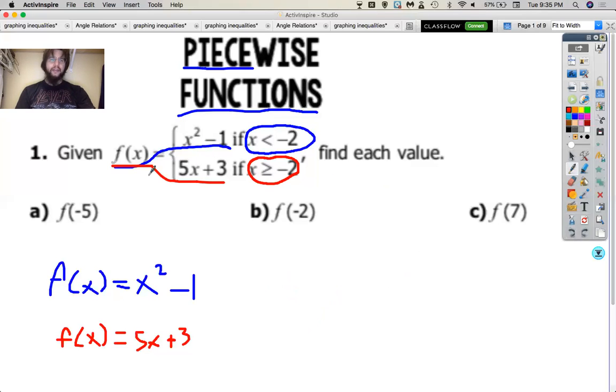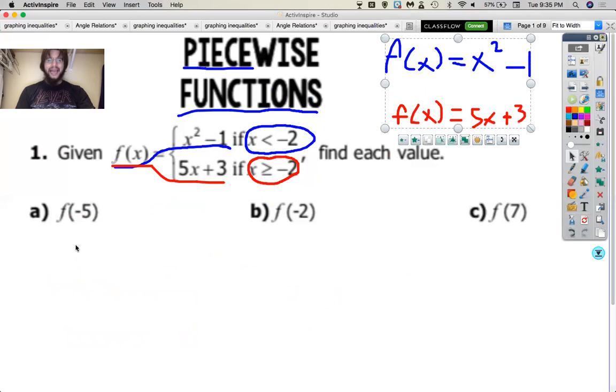And we got to evaluate f of negative 5 here. So that means we're plugging in negative 5 for x. So x is what? Negative 5. Is negative 5 less than negative 2? Or is negative 5 greater than or equal to negative 2? That's what you got to ask yourself. Hopefully you realize it was less than negative 2.